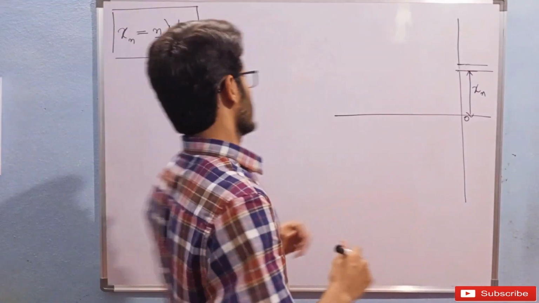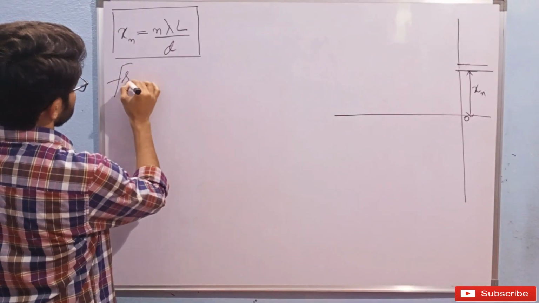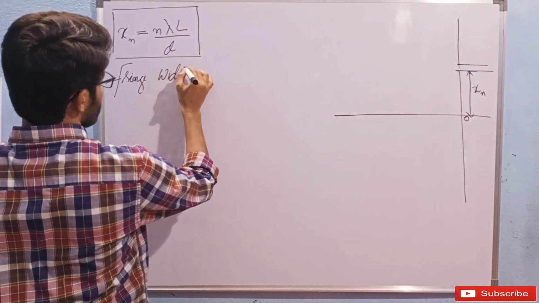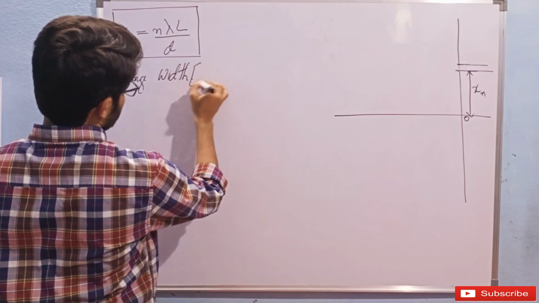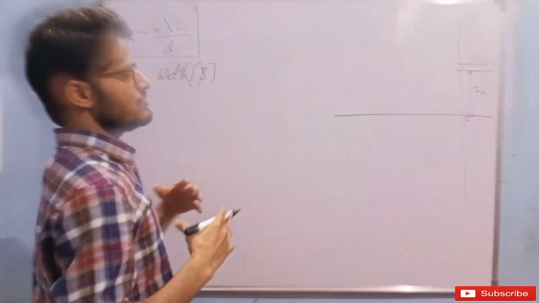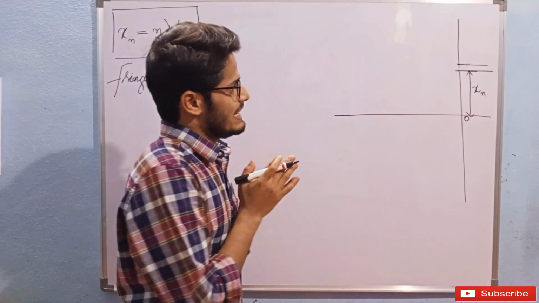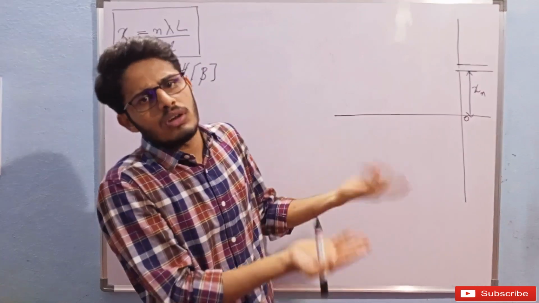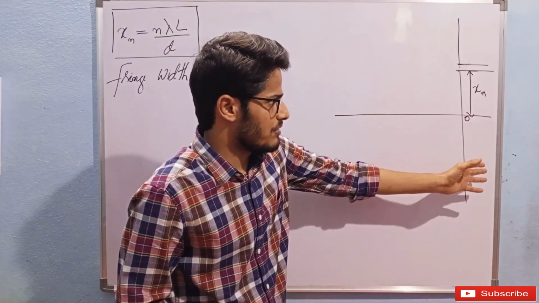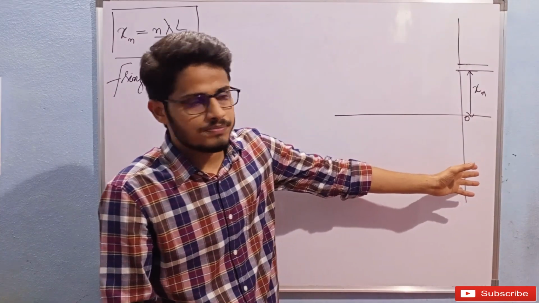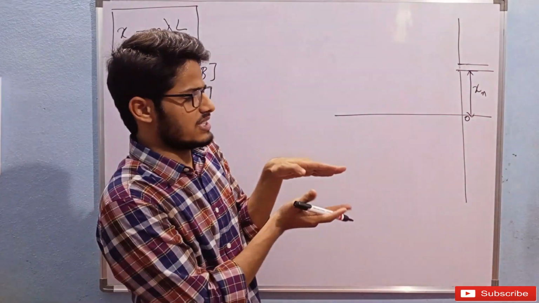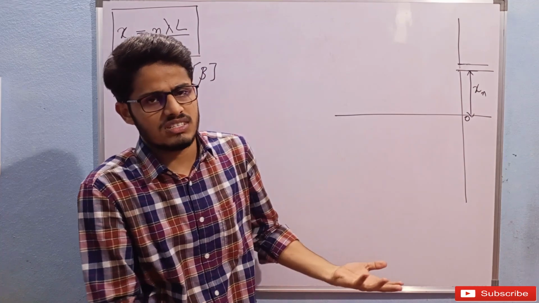Now our aim is to find out the fringe width beta. Fringe width, we denote it with beta. Now what is fringe width? Fringe width is the successive distance between any two bright or any two dark, because in this interference pattern we have the same width for bright and dark. So you can take any successive distance between two bright or any successive distance between two dark.